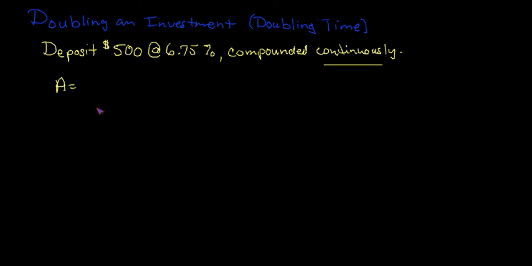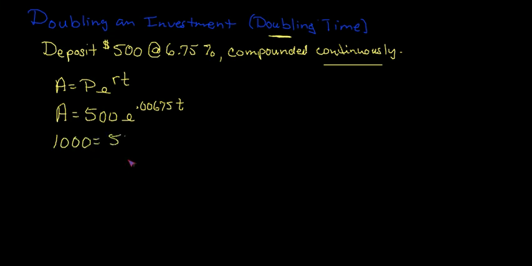Our final amount is going to be our principal times e raised to the rate times time. So if we start this one out, our principal amount was $500. Our rate, remember we have to write this as a decimal, so 0.00675 times our time, which we don't know. And that's what we want to find out. We want to know how long it's going to take for our investment to double. Well, if we start with 500, to make that double, obviously we're going to end up with $1,000. So we'll leave everything on the right side, put that 1,000 over on the left, and we end up with this.